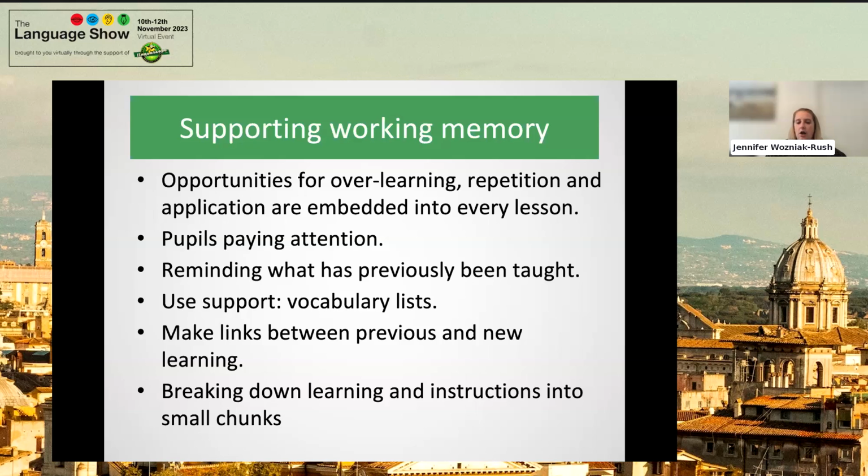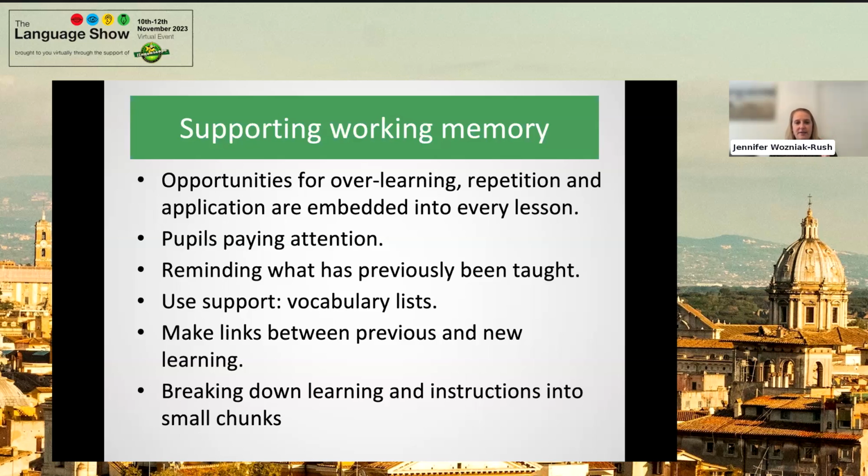Check that pupils understand the first part before you move on to the next, because otherwise they're not going to get it. And also, to reduce the cognitive load, ensure that the pupils have the knowledge they need before asking them to give us a detailed answer in the target language. So helping the pupils make the link between previous and new learning is really important.